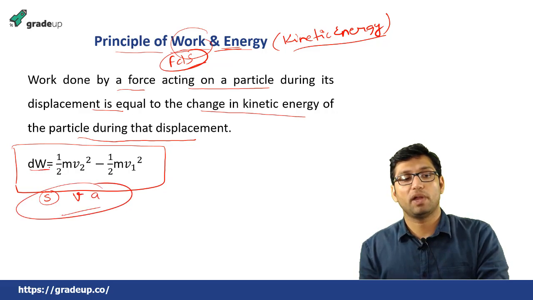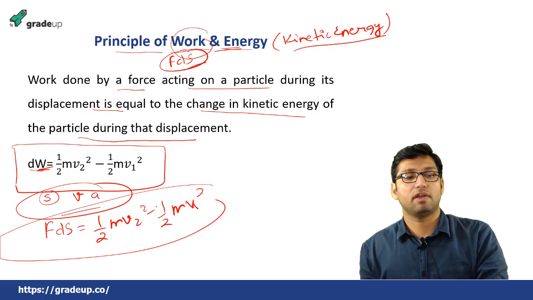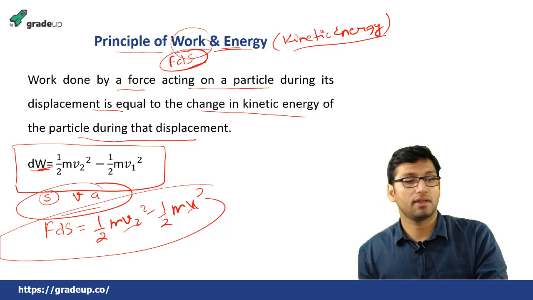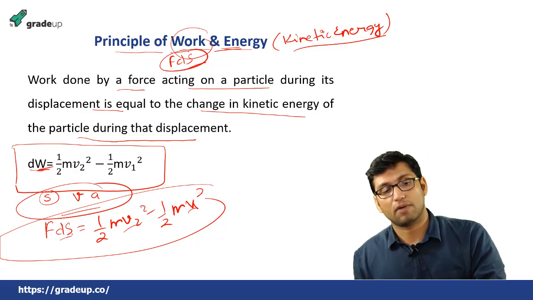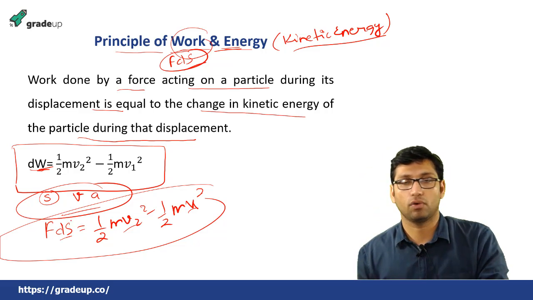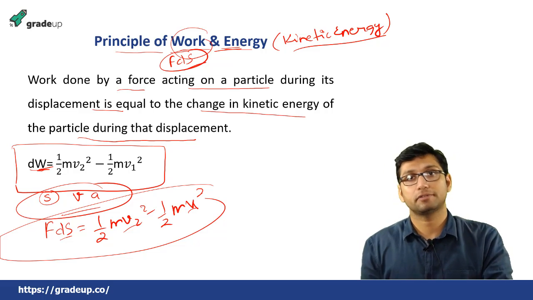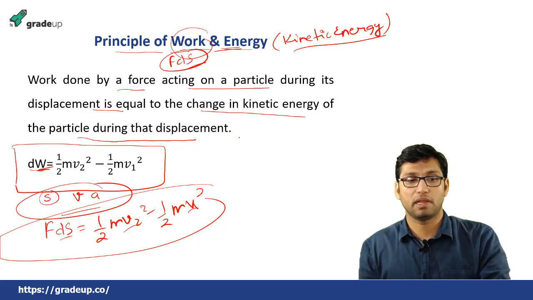Okay, by equating this work, which is equal to F into ds, to half m v2 square minus half m v1 square, where v2 and v1 are the final and initial velocities, and s is the displacement. So after finding the displacement and velocity, you can easily find the acceleration or the force. So this is how the principle of work and energy can help you to find the value of displacement, velocity and acceleration.